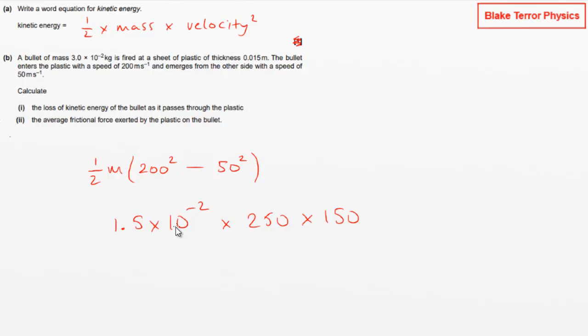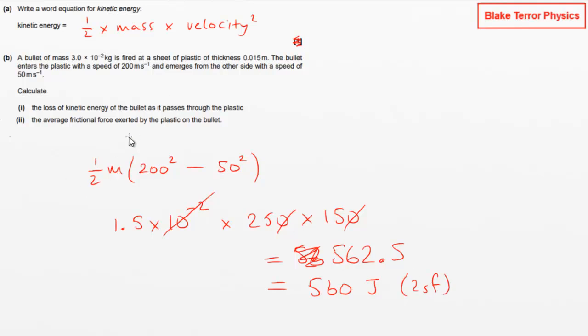Well, we can get rid of that with those two. So we haven't got much left now. 1.5 times 25 times 15 is 562.5. We've only got 2 significant figures, so let's go 560. So 562.5, which equals 560 joules. Two significant figures seems reasonable in this.